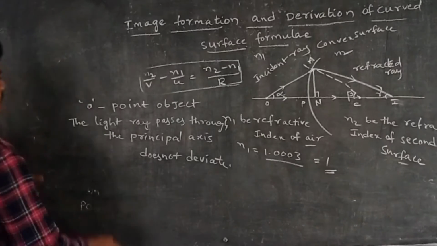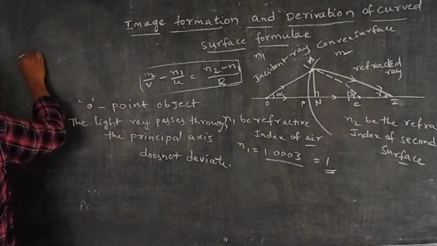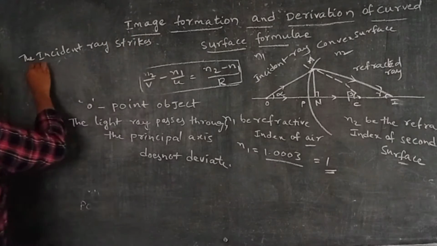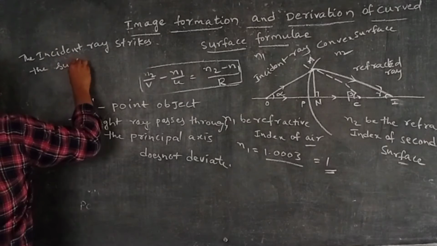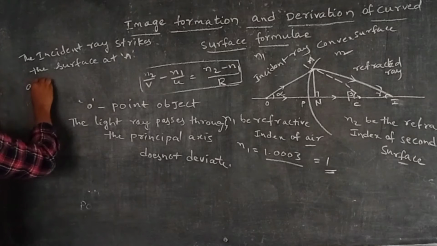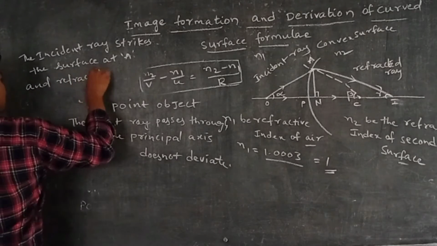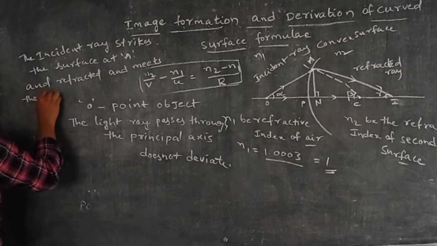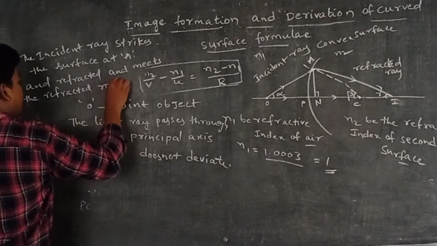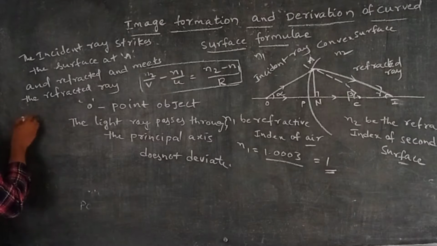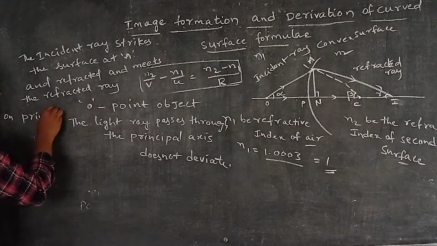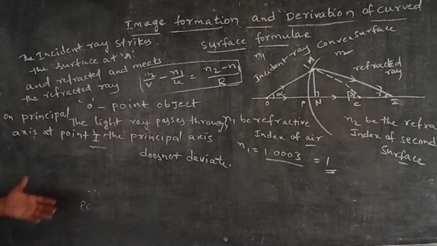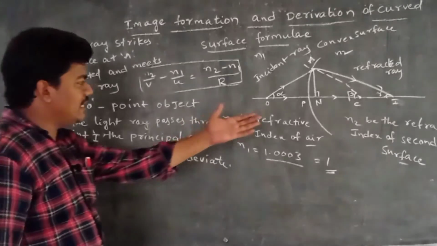And in the second case, the incident ray strikes the second surface at position A, is refracted, and meets the refracted ray on the principal axis at a point I. Here the image is formed at position I, so I am considering it as I.